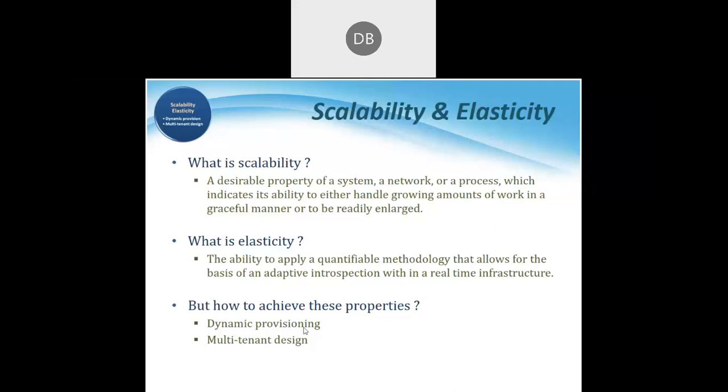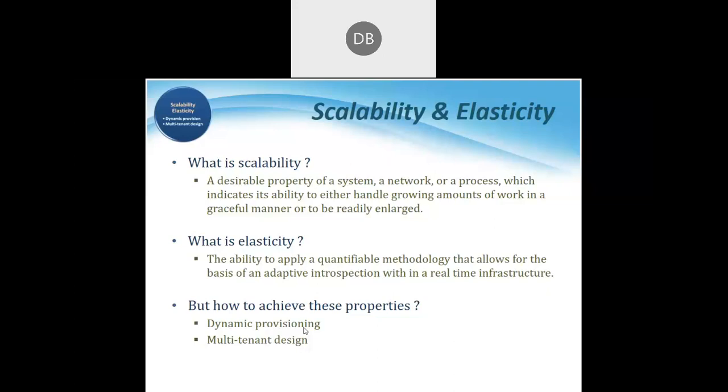What is elasticity? It is the ability to apply a quantifiable methodology that allows for the basis of adaptive introspection within real-time infrastructure. The meaning is that with changes in the environment, with changes in hardware and software, the system should be able to change its behavior. That is elasticity. So cloud computing provides these properties through dynamic provisioning.